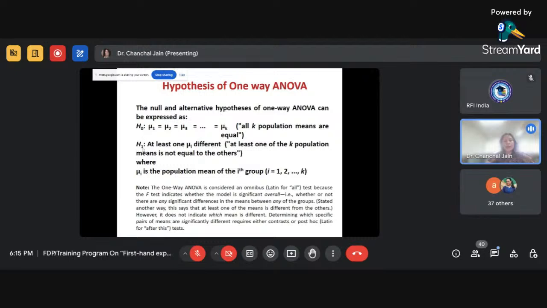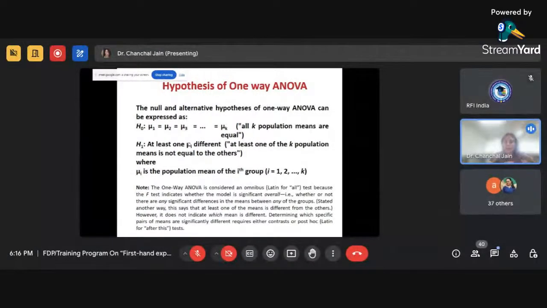And alternatively, you can see what is written here. This alternate hypothesis says at least one mu i is different. That means at least one population mean is not equal. So this indicates that there is a problem with the ANOVA. What is the problem? This only says that one of the mu i, that is the population mean, is different. Suppose your alternative hypothesis is accepted. Alternative hypothesis accepted means what? This says there is a significant difference, right?